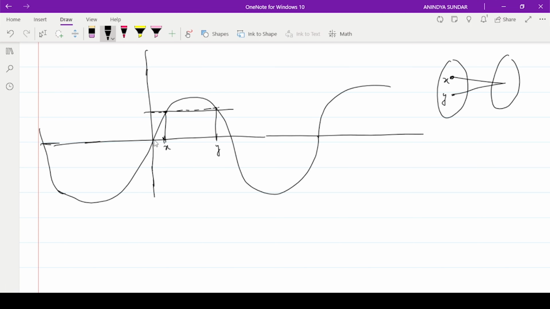So if I take this portion, I cannot take this right part, because that will violate my one-one condition. That will become a many-one function. So I have to eliminate that particular part.